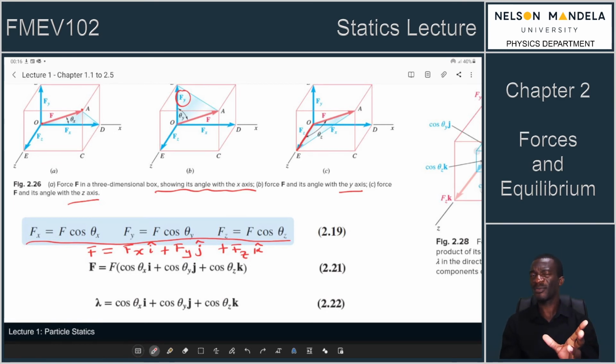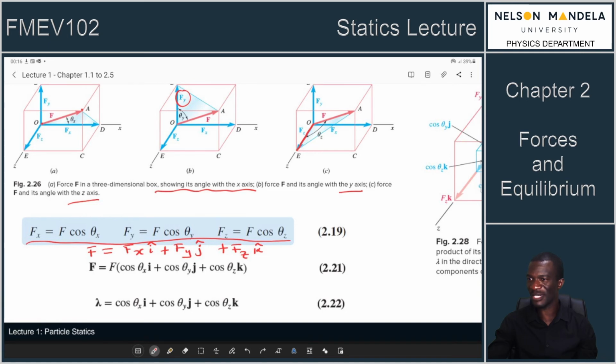Think about it this way. If you've got a force that is acting in the x direction, isn't it you call it F in the i direction? If you've got a force acting in the j direction, isn't it you call it F in the j direction? How about a force acting in between? You will now have to call it F in what? It's in the lambda direction.